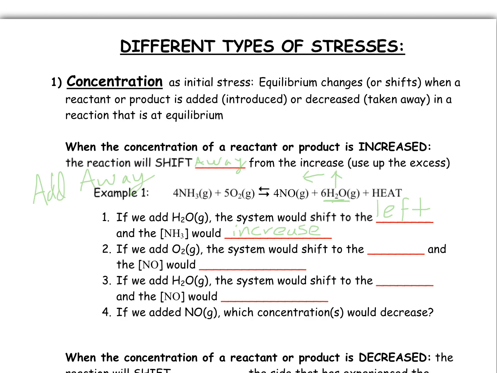Let's try another one. If we add O2, so now we're over here, I'm adding it, so let's draw an up arrow. If I add O2, the system will shift, add away, draw an arrow away from the O2. So it's going to shift towards the products. So I'm going to be producing more product, so the concentration of NO will increase. So we shift to the right, and NO will increase.